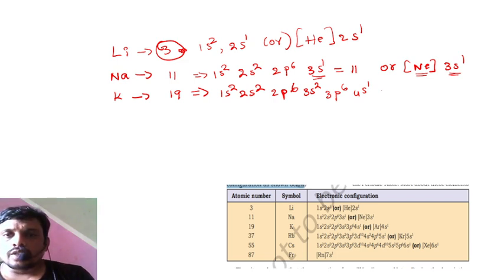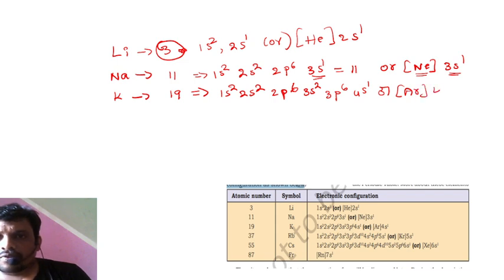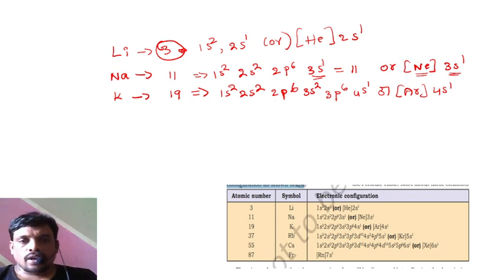It is similar to the next series or next period element. So the previous period element will be argon, as you know that 4s1 should be mentioned. The atomic number of argon is 18. 18 plus 1 is 19. After potassium one more example I will take, rubidium.